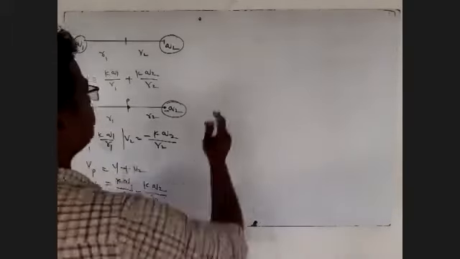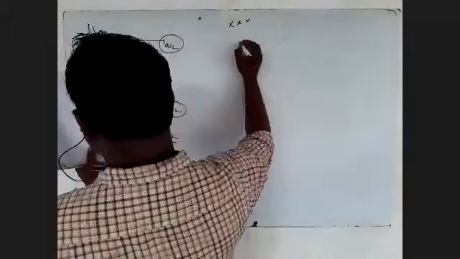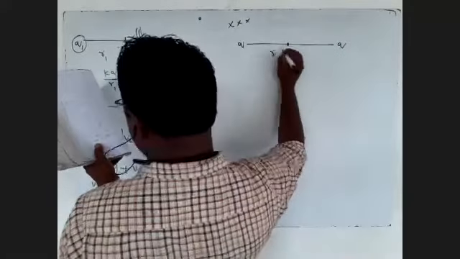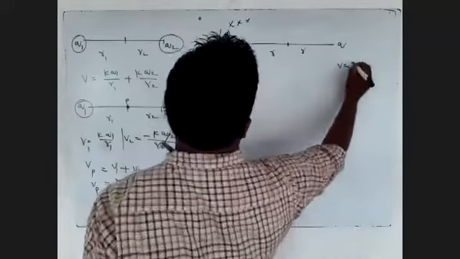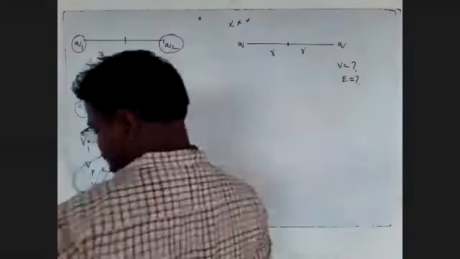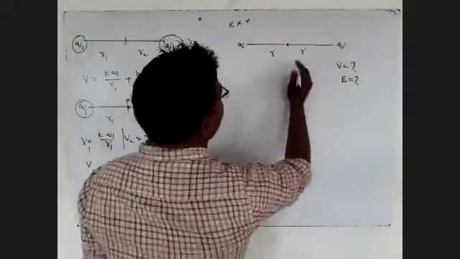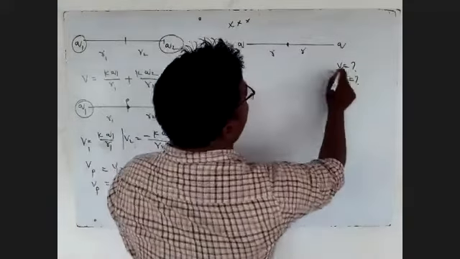Next, a very important model. This is a charge Q and here also Q. This is a point P at distance R. So what is the electric potential, and what is the electric field? Now at this point, we calculate V and E.